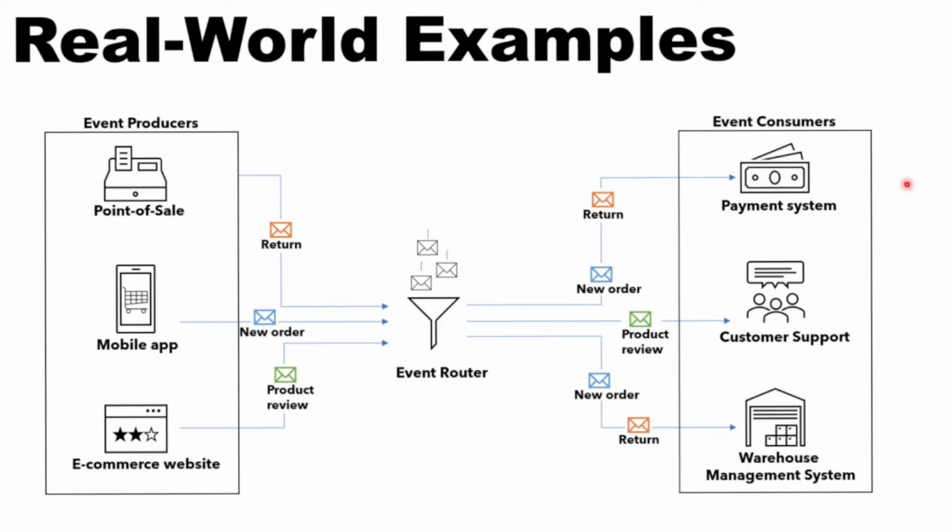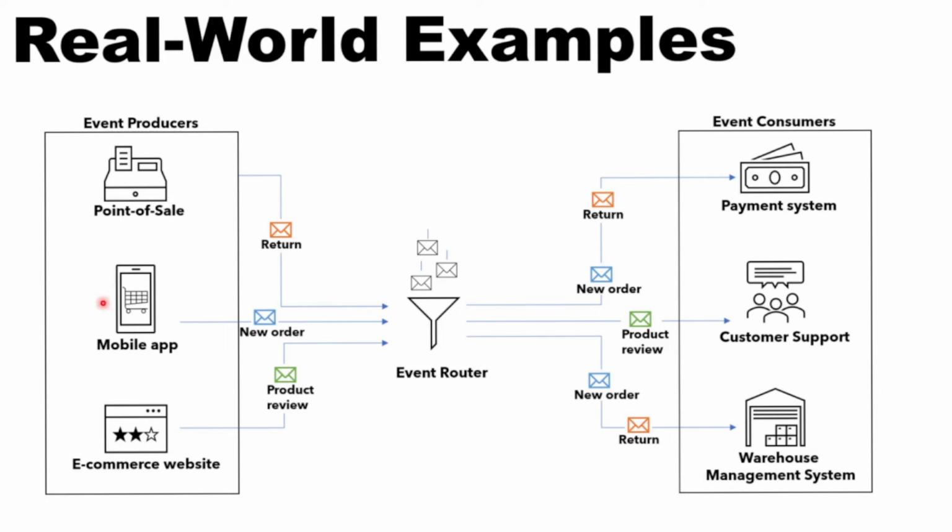On the other side, they have a payment system that manages the payment transactions, returns, and all that. They have a customer support system and a warehouse management system. So if a customer goes to a point of sale to return an item, then a return event is generated. This goes down to the event router.